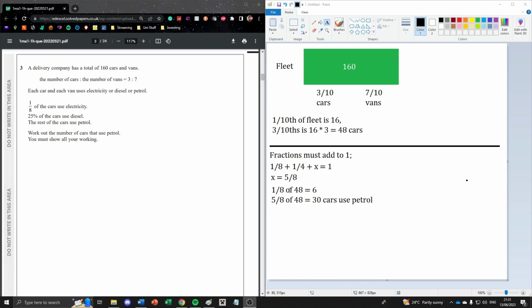So again, we want to find 1/8 of 48, our number of cars. We get obviously 6, just divide 48 by 8, and then we find 5/8 by multiplying our 6 by 5, so we get that 30 cars in the fleet use petrol.